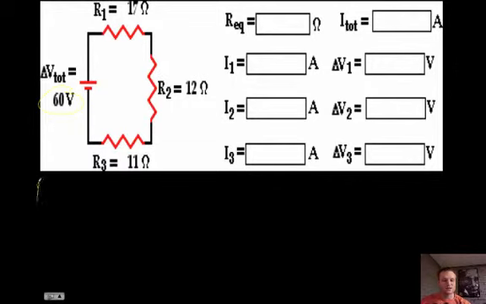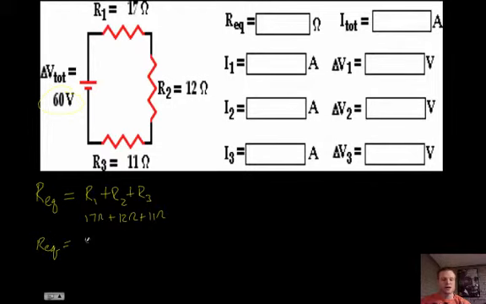And if you remember, there is a formula where R equivalent, the total resistance, is equal to R1 plus R2 plus R3. And R1 is 17 ohms plus R2, which is 12 ohms, plus R3, which is 11 ohms. And if you add that all up, you should get an equivalent resistance of 40 ohms. Okay, that's important. By the time the 60 volts gets used up as it goes through this whole course, it's going to have gone through 40 ohms of resistance.